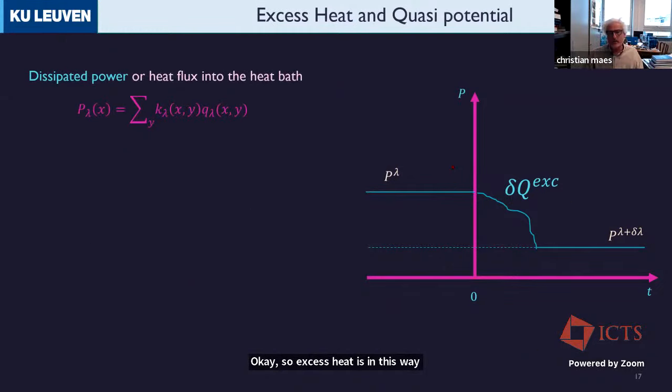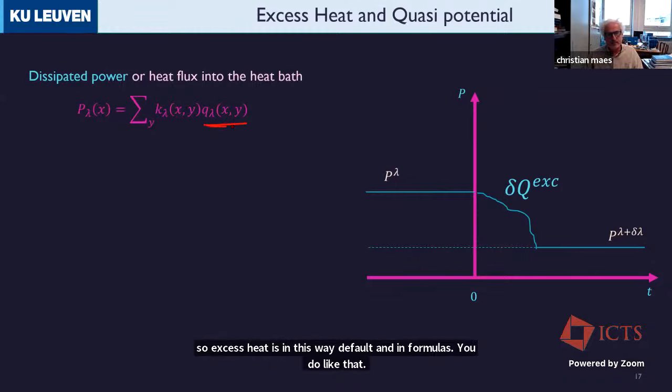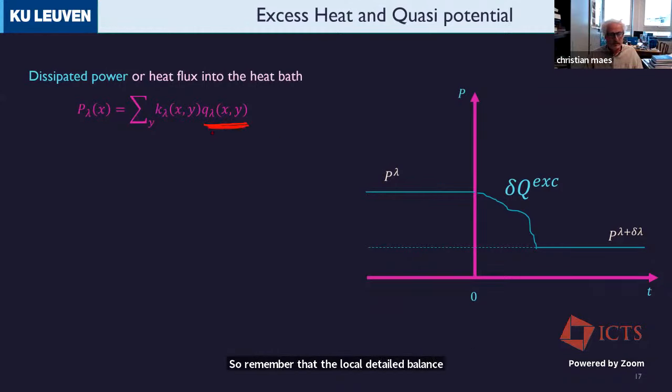And in formulas, you do it like that. So remember that the local detail balance was giving us a heat during the transition XY. This happens at a certain rate. This is the transition rate, you remember. And so if we are looking at the expected heat flux or the expected power when you're in non-equilibrium condition X, then you just sum over Y, and this P lambda X is what we're calling the dissipated power at X.